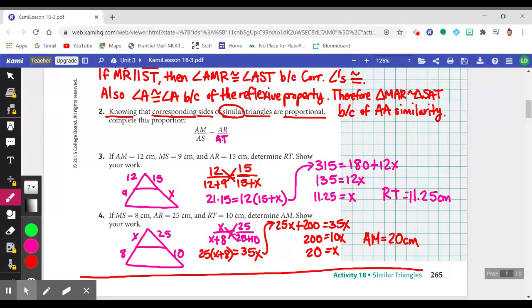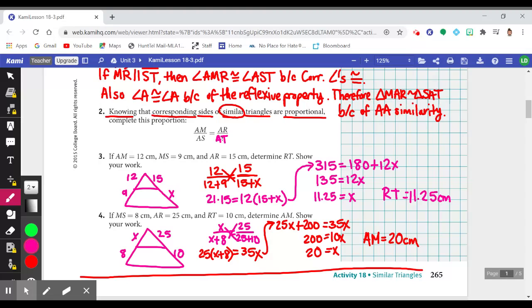Then we perform cross multiplication. Before I multiplied 15 times 12 and 9, I went ahead and added 12 and 9 together. So I got 21 times 15 equal to 12 times 15 plus X. It'll work out the same way if you multiply 15 times 12, 15 times 9, then add that together. That's literally what you're doing right here.